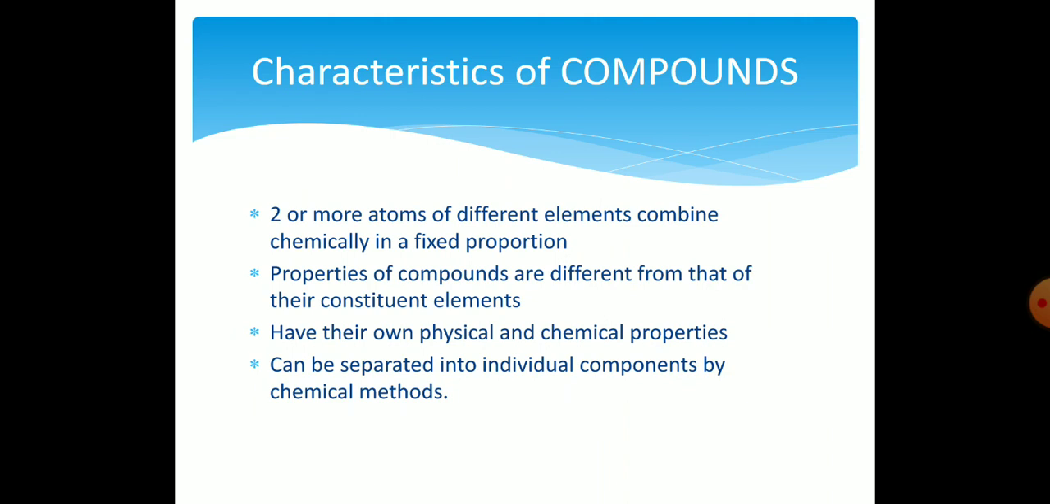What are the characteristics of compounds? That is, two or more atoms of different elements. That is the first point. The atoms are of different elements and they combine chemically, that is using chemical methods, but they combine in a fixed proportion. Then the properties of the compounds are different from that of their constituent elements.